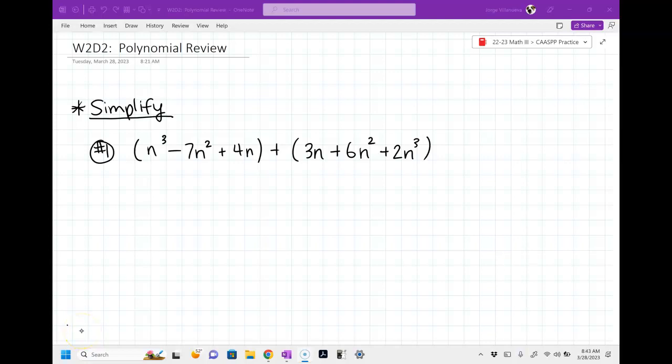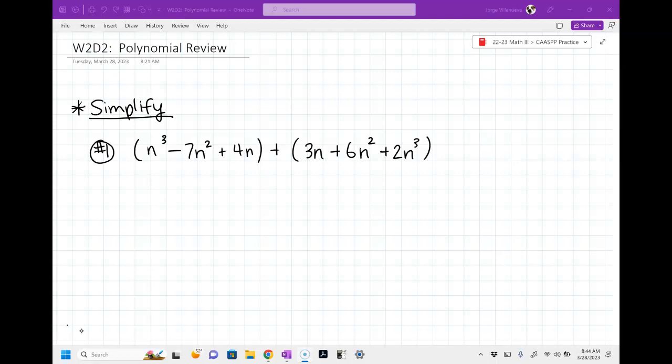All right, so for today, we have week 2, day 2, W2D2, polynomial review. So it's just dealing with adding, maybe subtracting these things, and then multiplying them, and then factoring difference of two squares. That's basically what we're covering. We're not going to factor trinomials, but they are going to want us to factor a lot of difference of two squares. So let's start off with this.